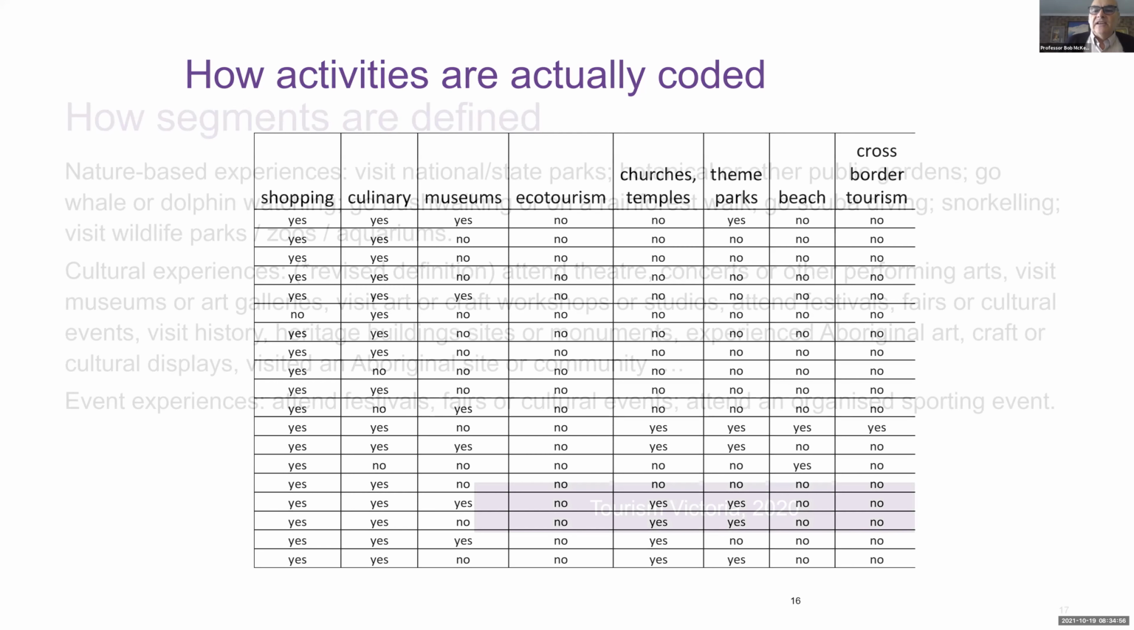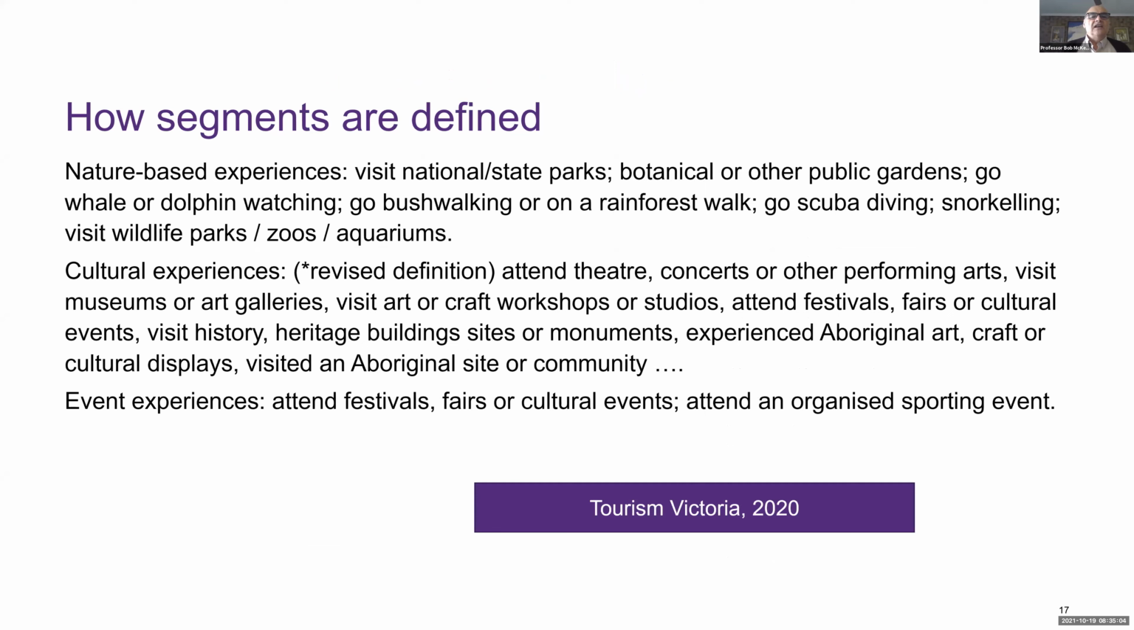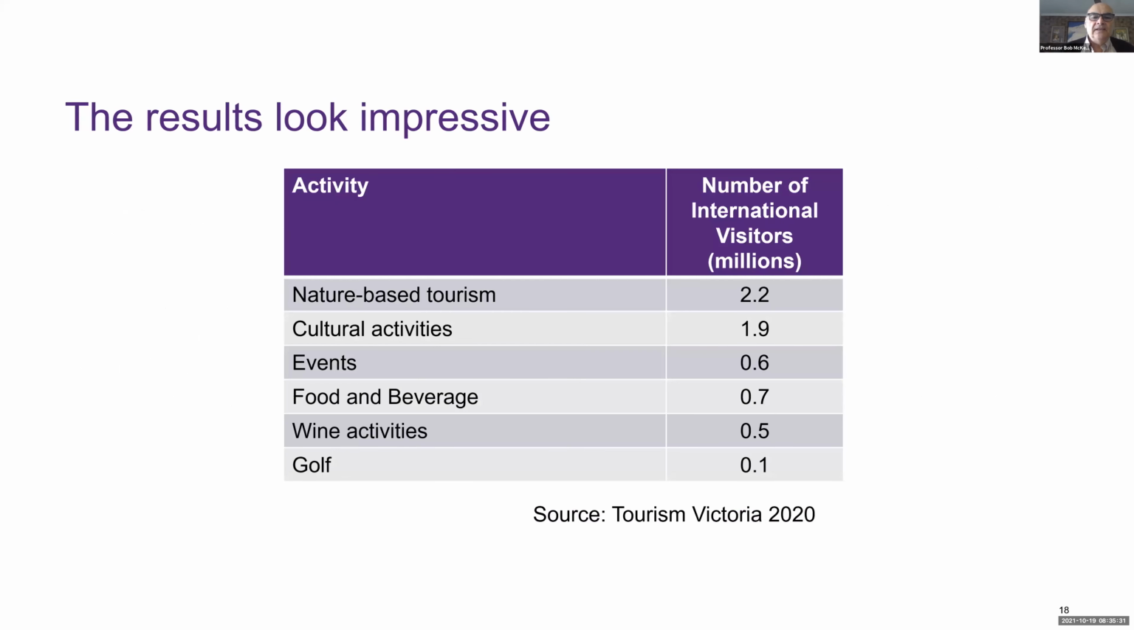So this is how Tourism Victoria, and I'm using it as an example, but Tourism Vermont, Tourism Canada, pretty much every other national tourism organization defines their special interest segments this way. Nature-based experiences: you visit national parks, botanic gardens, or other public gardens, you do whale or dolphin watching, you go bushwalking, you go scuba diving. Cultural experience: again, you attend theaters, concerts, performing arts, etc. And when you look at analyzing the activities that people engage in, they do look very impressive. So again, looking through Tourism Victoria's data, 2.2 million international visitors were nature-based tourists. 1.9 million were cultural tourists, and the list continues. And on the basis of this, you could say, well, nature-based tourism is a driving factor that brings people to the state or to our country.